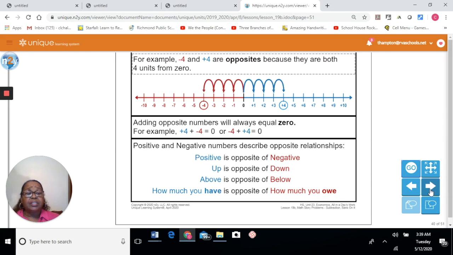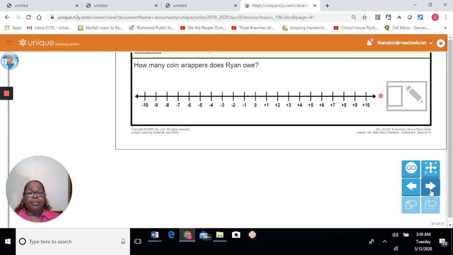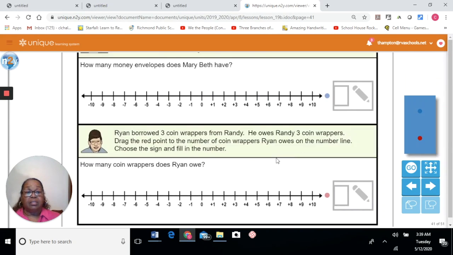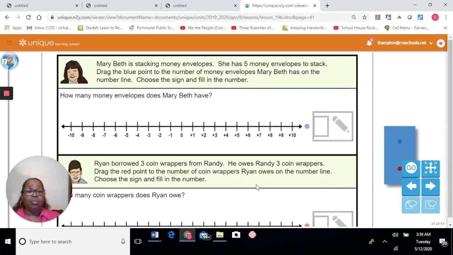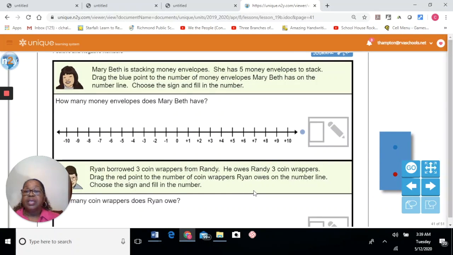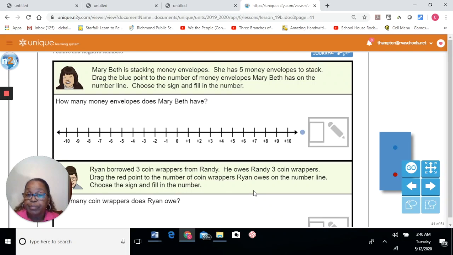All right, let's practice. Let's see what happens when we're practicing this. Let me move this down. This is a word problem, so I'm going to read it to you. Mary Beth is stacking money envelopes. She has 5 money envelopes to stack. Drag the blue point to the number of money envelopes Mary Beth has on the number line. So it says she has 5 money envelopes.